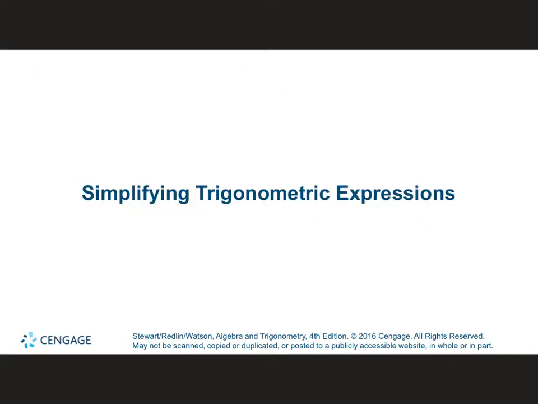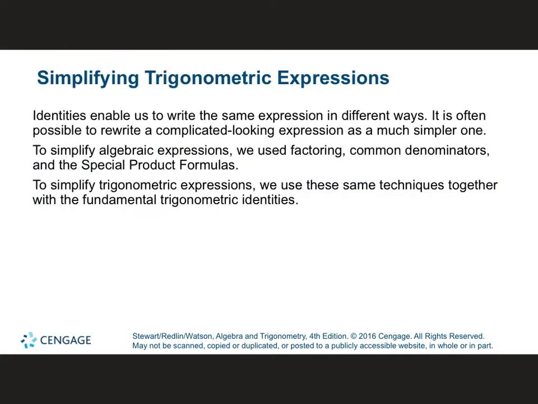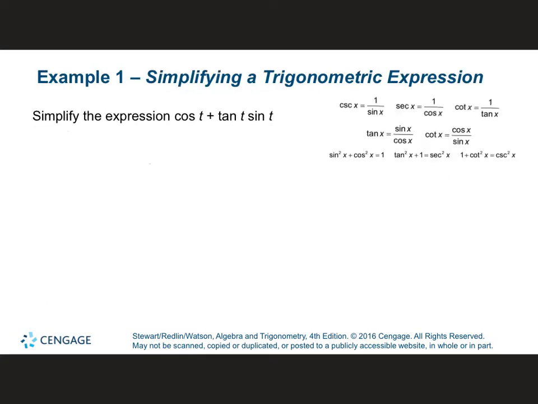If we look at simplifying trig identities, it tells us that identities enable us to write the same expression in different ways. It's often possible to rewrite a complicated looking expression as a much simpler one. To simplify algebraic expressions, we use factoring, common denominators, and special product formulas. To simplify these trigonometric expressions, we can use the same techniques together with the fundamental trigonometric identities. Those two types of identities that we just went over, we will be using with our different operations.